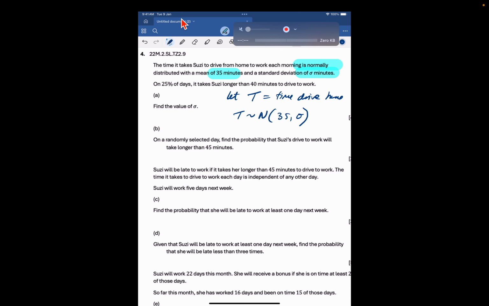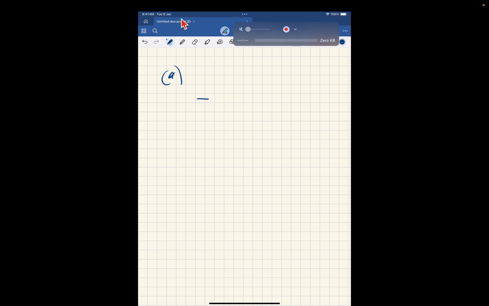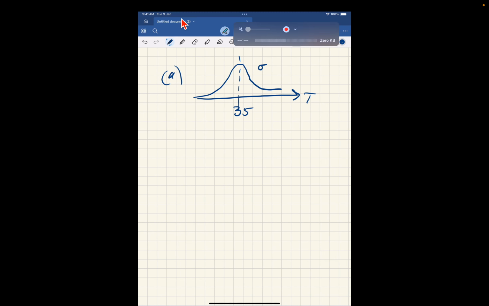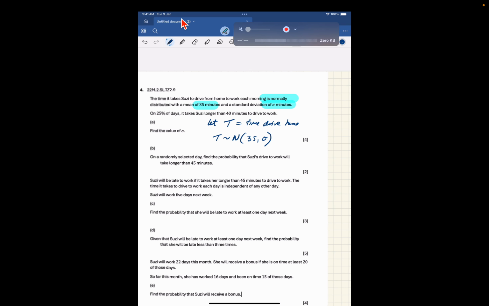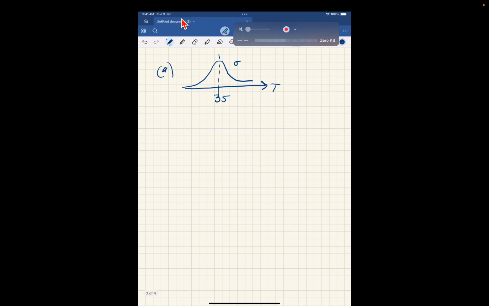So the best way to tackle these questions is with a nice diagram. So for part A, let's go ahead and get an x-axis with T. Let's get a nice normal distribution. Sigma, we don't know. The mean is 35. And the question says, on 25% of days, it takes Susie longer than 40. So let's put 40 on the diagram. And let's put 25% on the diagram, right?